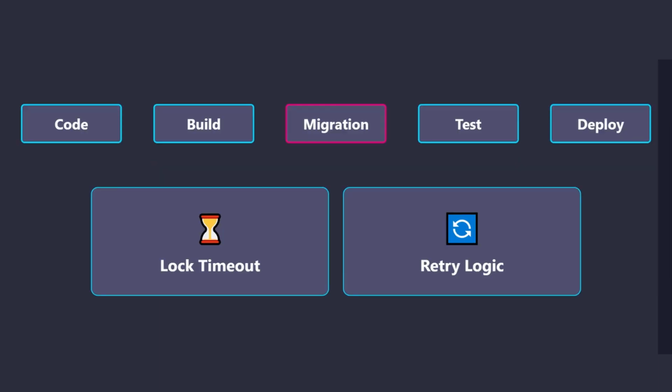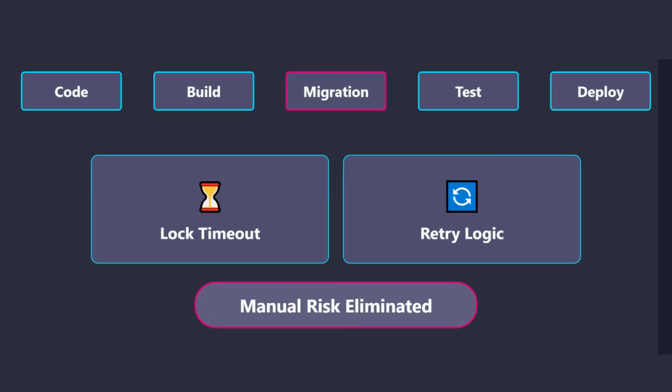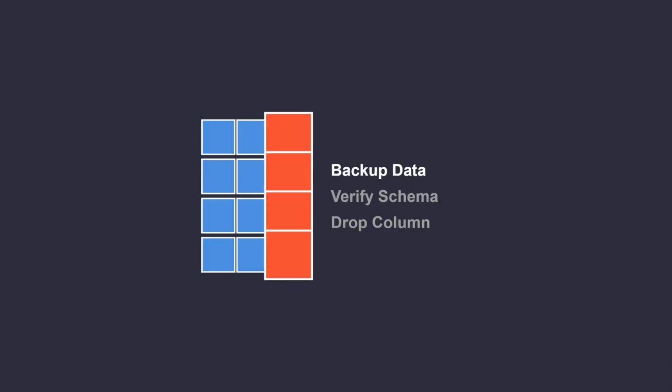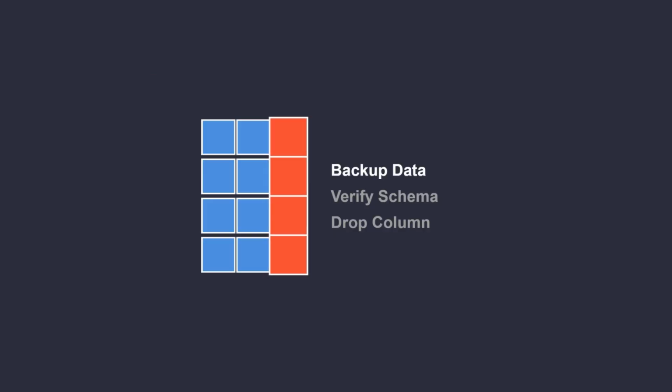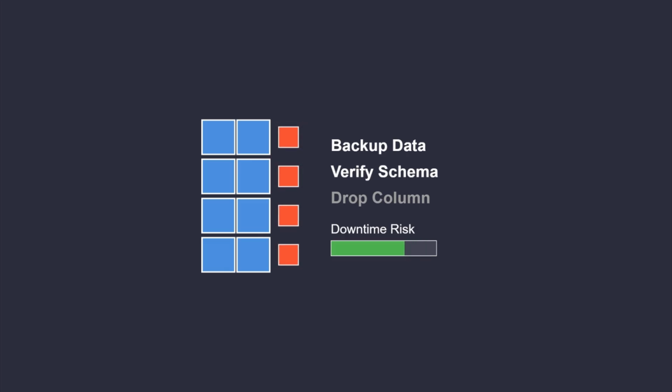Integrate your migration steps into your continuous integration and continuous deployment pipeline. Automating the lock timeout and retry logic removes the risk of human error during manual execution. Standardize your schema change procedures across the engineering team. Consistent patterns for dropping columns reduce the likelihood of accidental downtime during routine maintenance tasks.